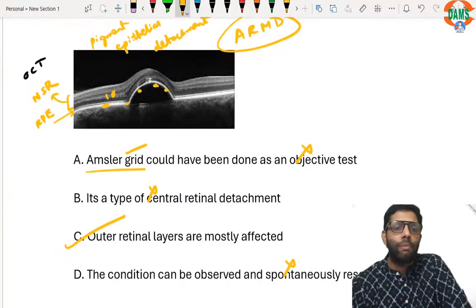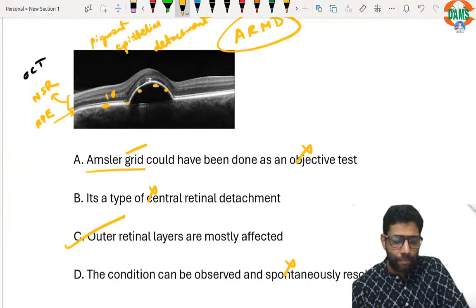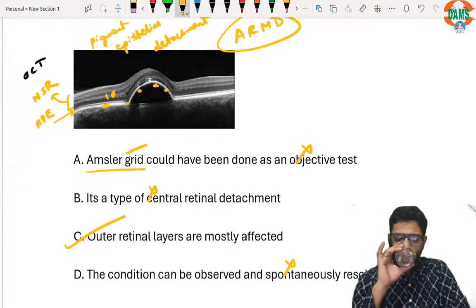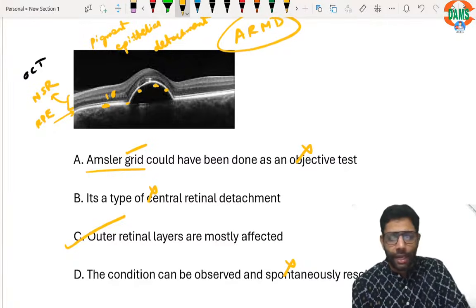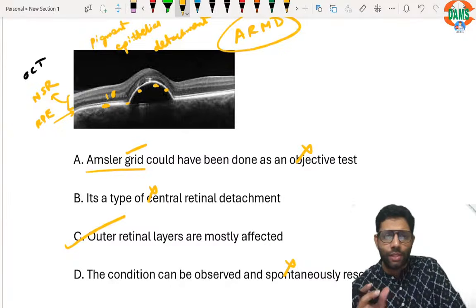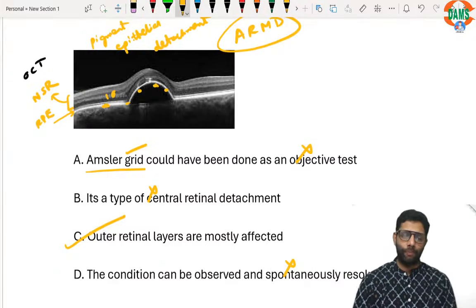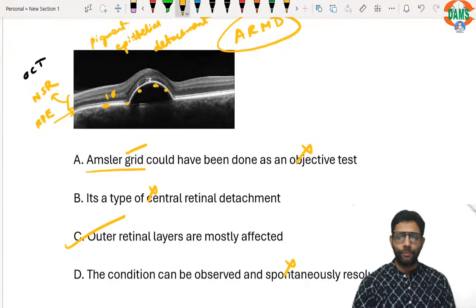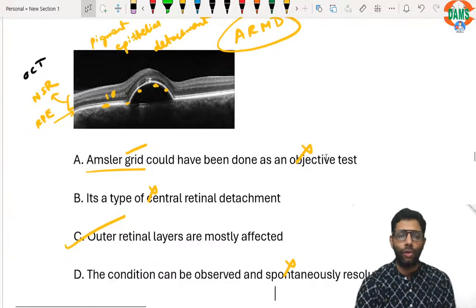Now, who can tell me this pigment epithelium detachment can be seen in which ARMD? Dry or wet or both? Answer is both. Can be seen in dry, can be seen in wet. What is the difference of dry and wet? Which vessels grow in wet? Choroidal new vessels. If the choroidal new vessels grow, that is a wet ARMD. Okay, good.